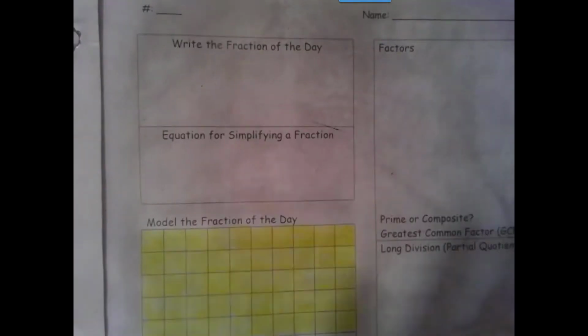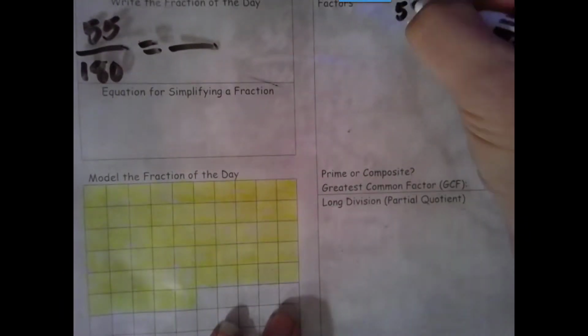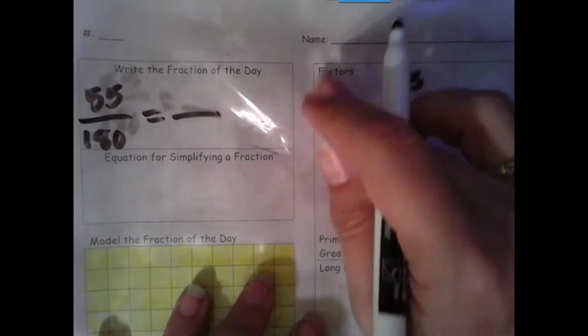So our beginning fraction, we have a total of 180 school days, and we're on day 55. Let's find the factors of our numerator, which is 55. Two factors we always know are 1 and the number itself.